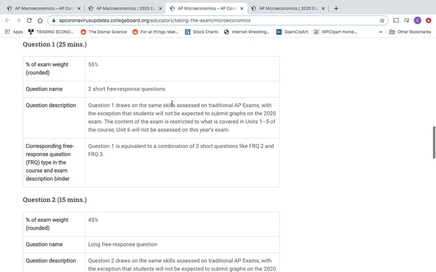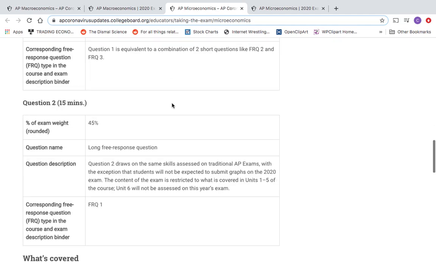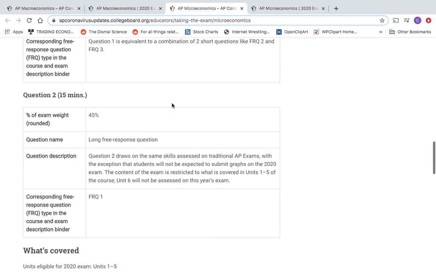That's the 25-minute question. And then your 15-minute question is similar to a long free response question. Historically, that's FRQ number 1. So I would go back and do at least the last 5 years of the complete free responses of the micro exam, and the macro one if you're taking the macro test. I have my students do that every year.